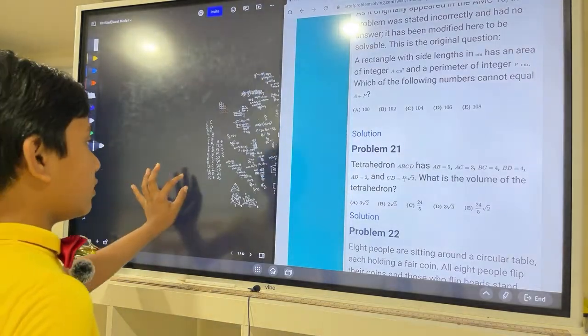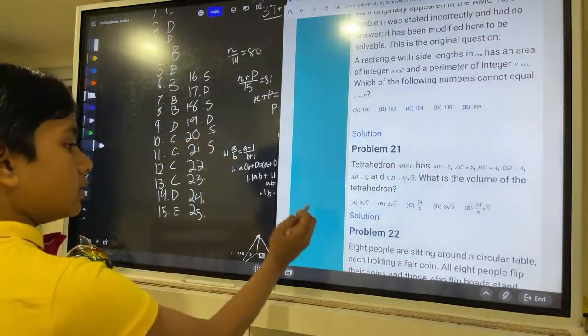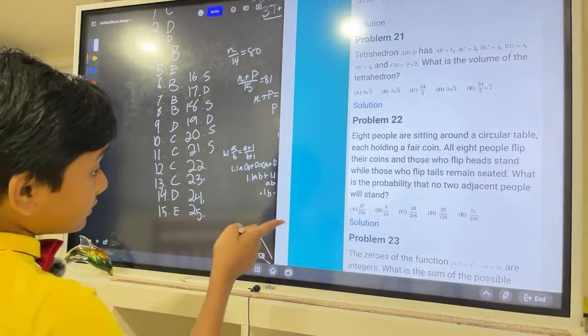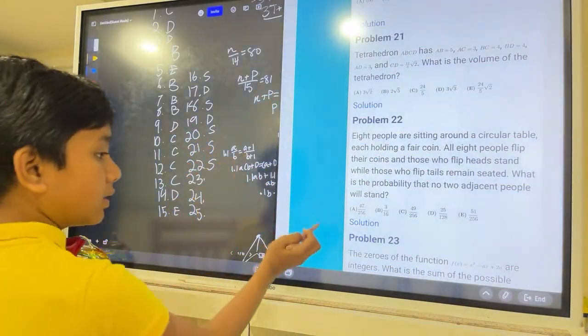At least I have a diagram. I'm not doing this one. Now, I did agree to this. I have seen 22 before, so I'll skip it.